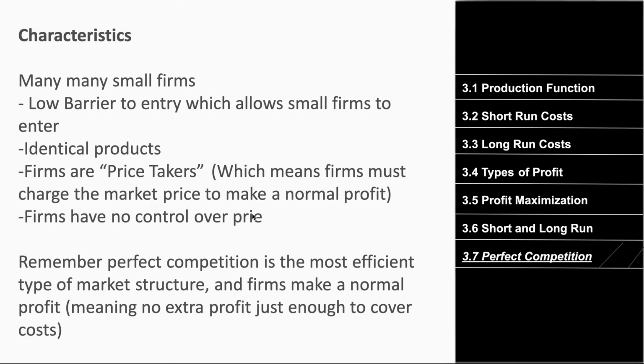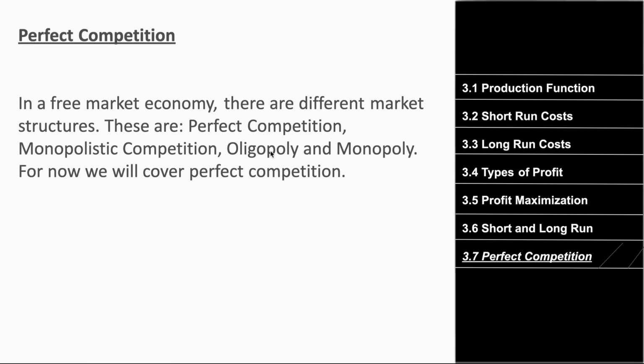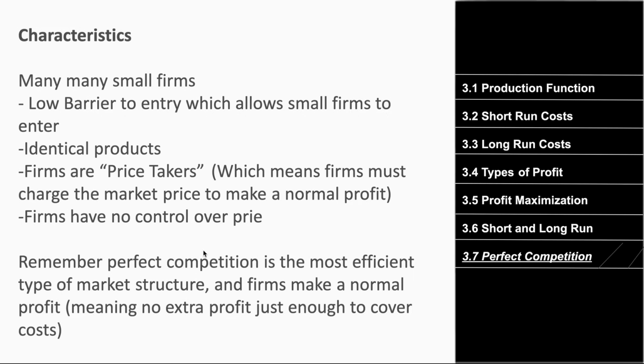Also, make sure you know perfect competition is the most efficient type of market structure. The other market structures that we're going to cover in the next unit, monopolistic competition, oligopoly, monopoly, all create deadweight loss and are all inefficient. They actually lack competition. Perfect competition is the most efficient type of market structure. It's the type of market structure we want in an economy. So make sure you know perfect competition is the ideal market structure, the most efficient market structure, and firms make a normal profit in perfect competition.